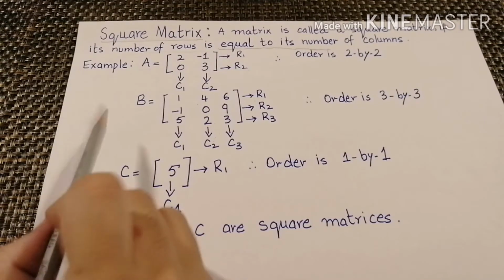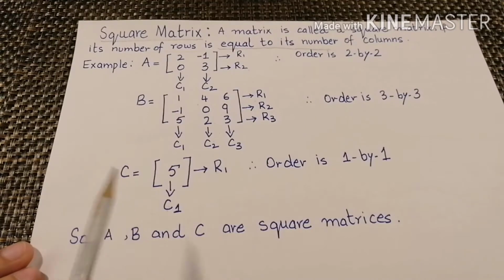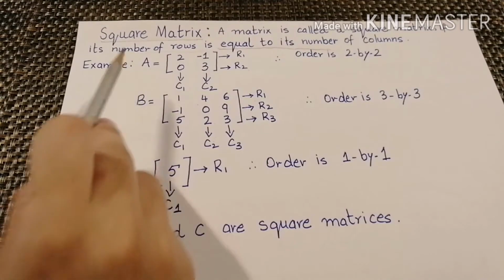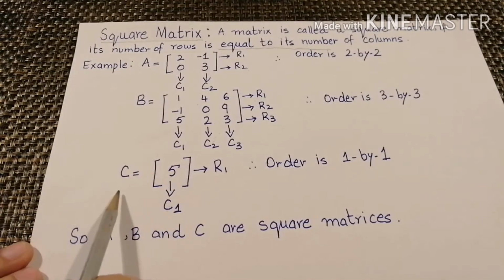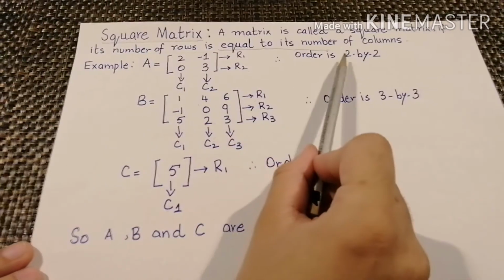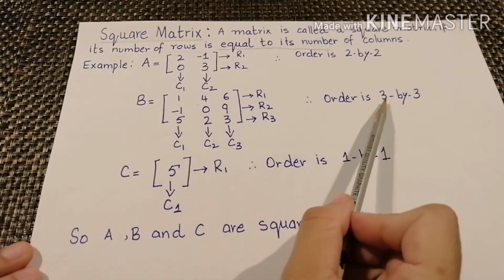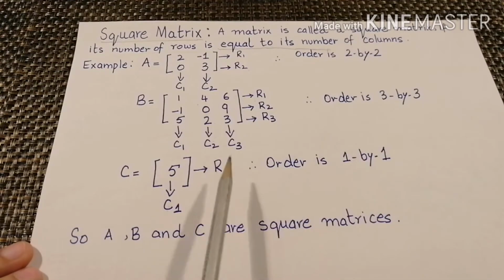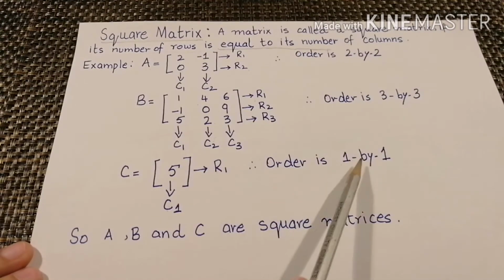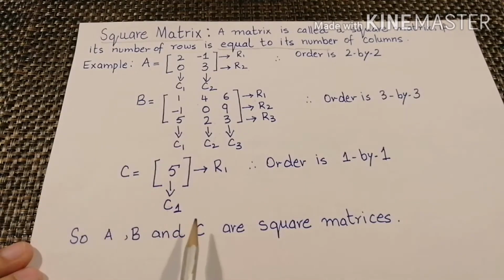So by watching this whole video, you can see that for matrices A, B and C, the rows and columns are the same. The order of matrix A is 2 by 2, rows and columns are same. B, rows and columns are same, 3 by 3. C, rows and columns are same, 1 by 1. So they are the square matrices.